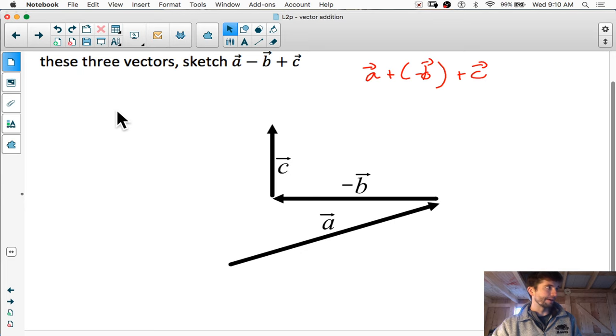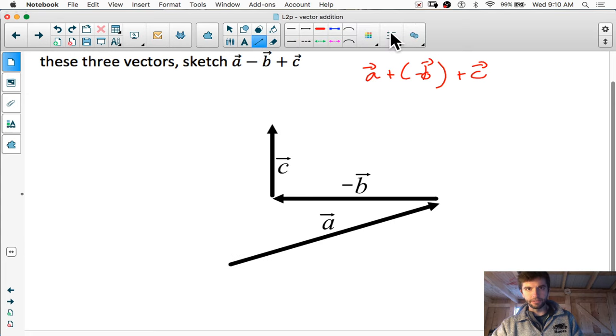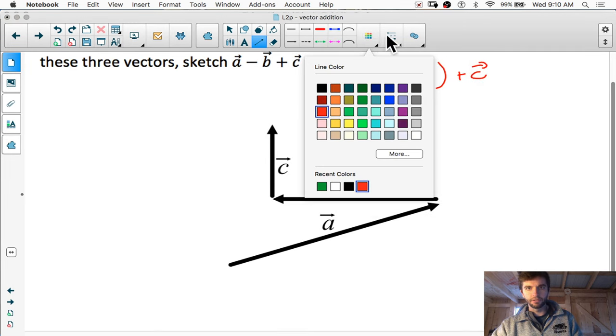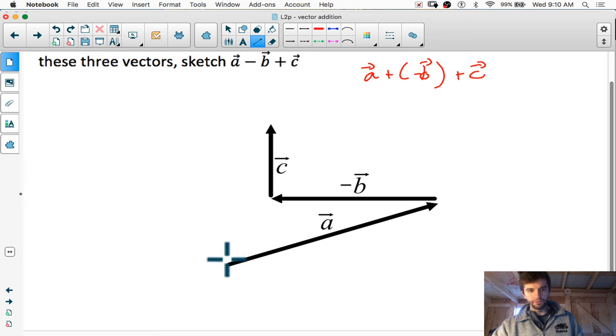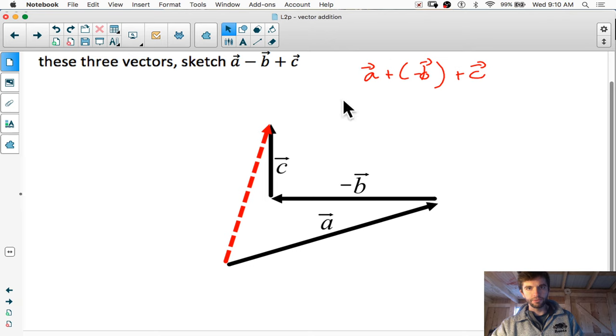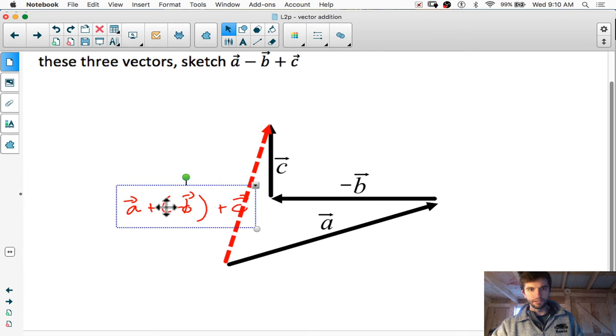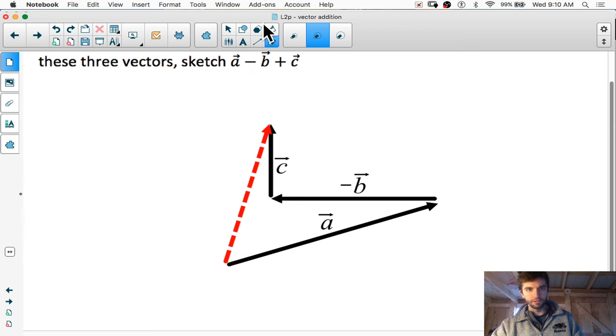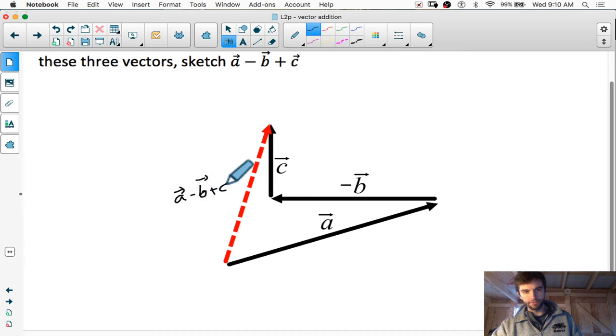Place all the vectors that you're adding tip to tail, and then the resultant goes from where you started to where you finished. So let me draw that resultant vector. And I'll do this one in red. So the resultant vector looks like this. So we could label it with our a minus b plus c. So that red vector is vector a minus vector b plus vector c.